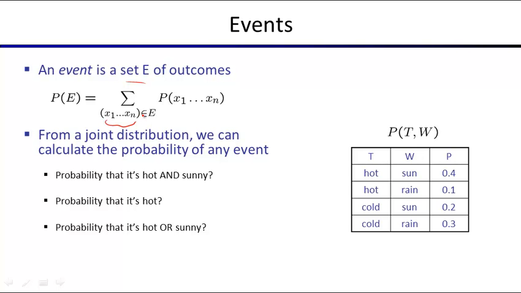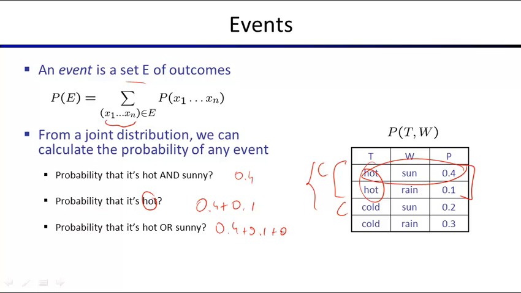What's the probability that it's hot and sunny? Well, that means we have to look at the entries in this table that are compatible with hot and sunny, which is just this one over here, 0.4. Probability that it's hot. All compatible entries, hot is over here, these two entries, so 0.4 plus 0.1. Probability that it's hot or sunny. Hot over here, sunny over here and over here. Combine these three entries, and they sum to, let's see, 0.4 plus 0.1 plus 0.2, which is 0.7.